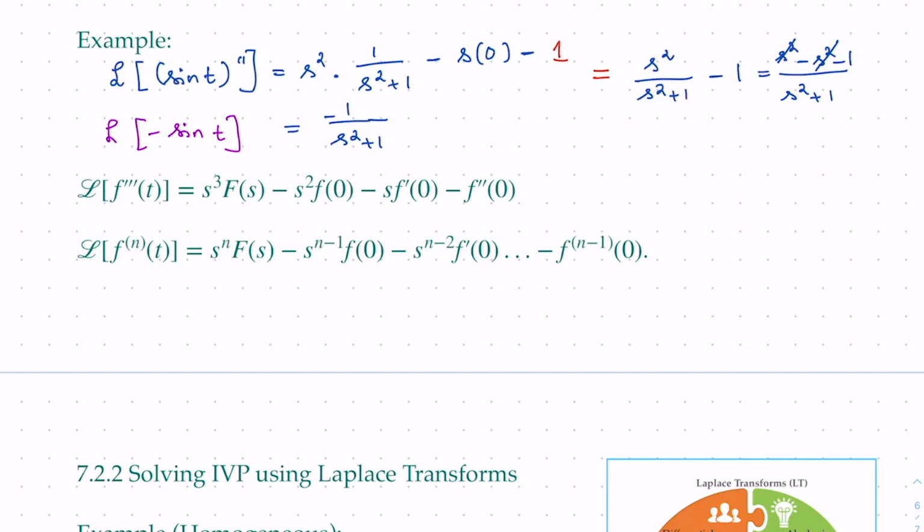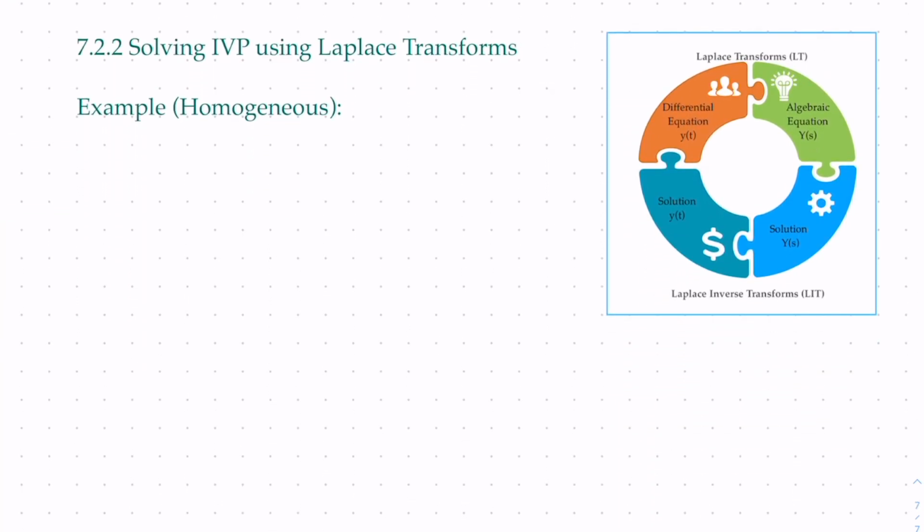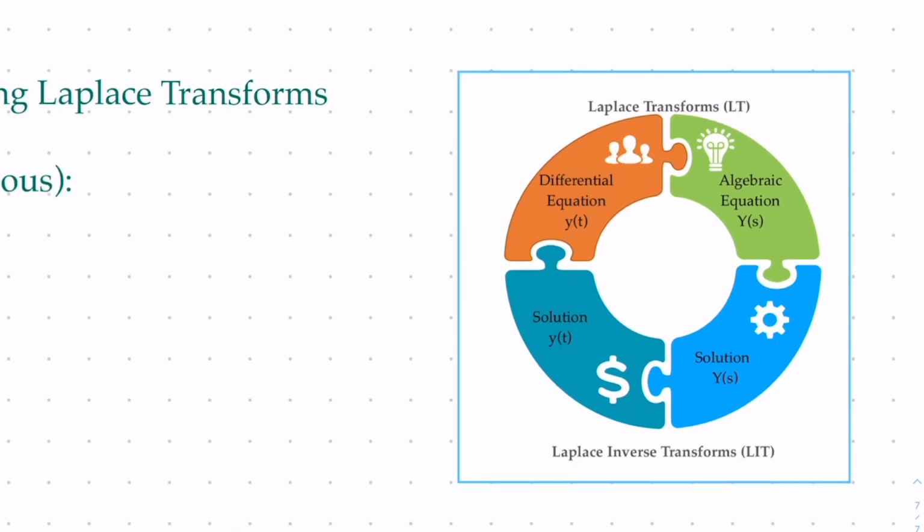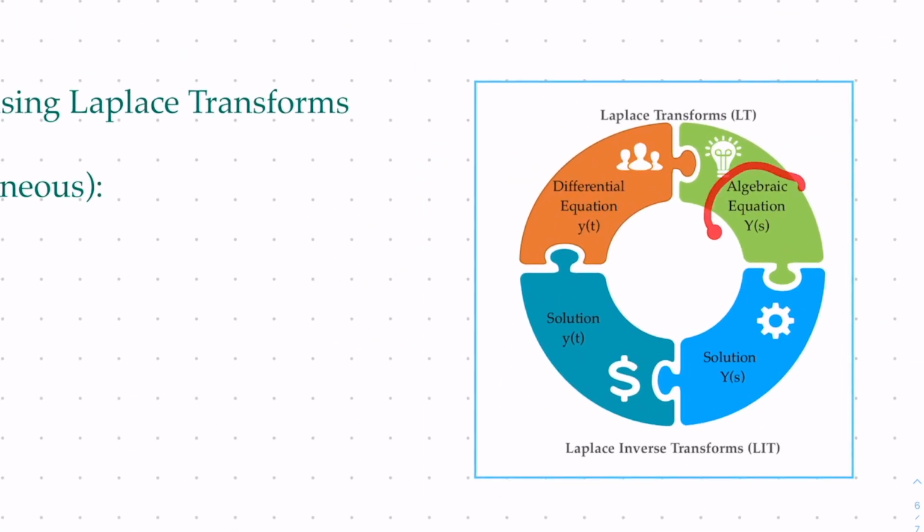Now let me show you how to solve a very simple initial value problem using the Laplace transform. As I said earlier, the idea is a three-step cycle. First, we transform the differential equation from y of t into an algebraic equation in capital Y of s. Then we solve the algebraic equation, and then we do the Laplace inverse to find the solution back.